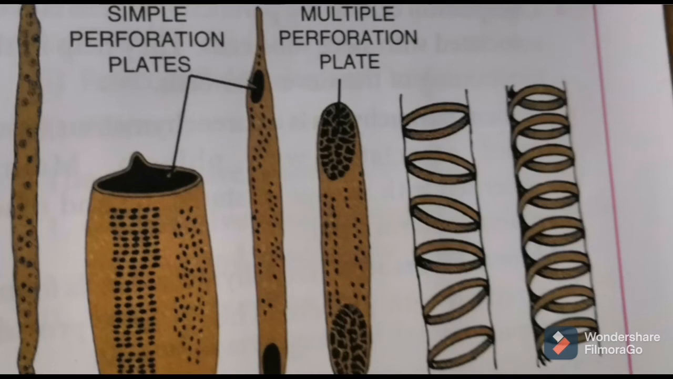Xylem fibers. They are made up of dead sclerenchyma cells. They are thick-walled, long, narrow cells with tapering ends. Their main function is to provide mechanical support to the plant.